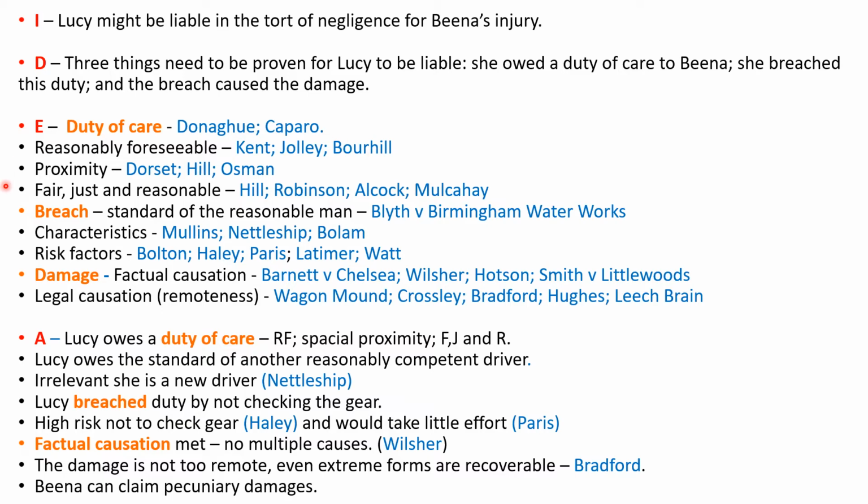In terms of proximity, she is, as I've mentioned, proximate to Bina because Bina is her passenger, so she meets that requirement. And in terms of it being fair, just and reasonable, we can say it is going to be fair, just and reasonable to impose a duty on Lucy because she's not a public service acting in an emergency.